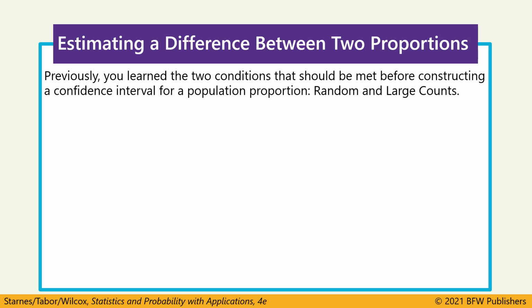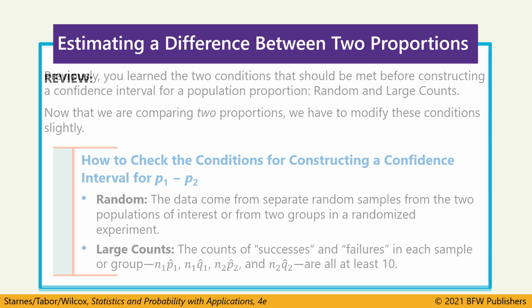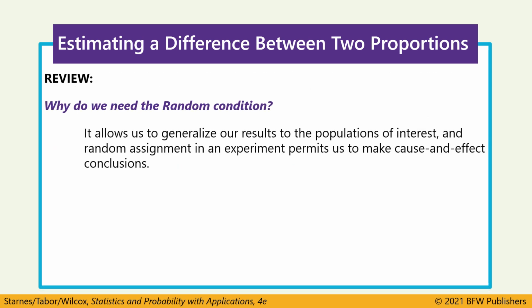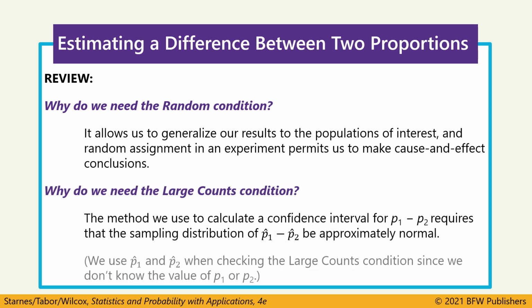When it comes to the conditions for this type of test, they're the same as always, randomization and large counts, with an added note that we have to check these conditions for both samples. As for why we're checking these conditions, to start, we check the randomization condition just to make sure we can generalize our results to an entire population. We check the large counts condition to make sure that our sampling distribution is approximately normal.